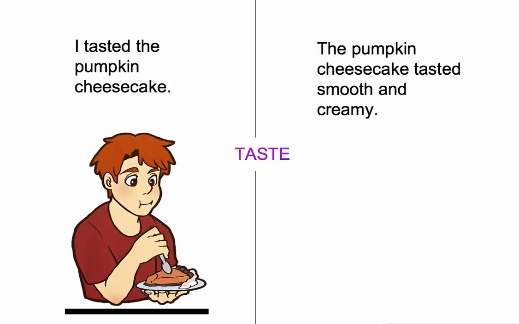I tasted the pumpkin cheesecake versus the pumpkin cheesecake tasted smooth and creamy. In the first example, somebody is doing something. He is eating the pumpkin cheesecake. He is tasting it. The second example again shows the pumpkin cheesecake being described by the predicate adjectives smooth and creamy. Both of them are predicate adjectives that go back to describe the cheesecake, which is the subject of that sentence.